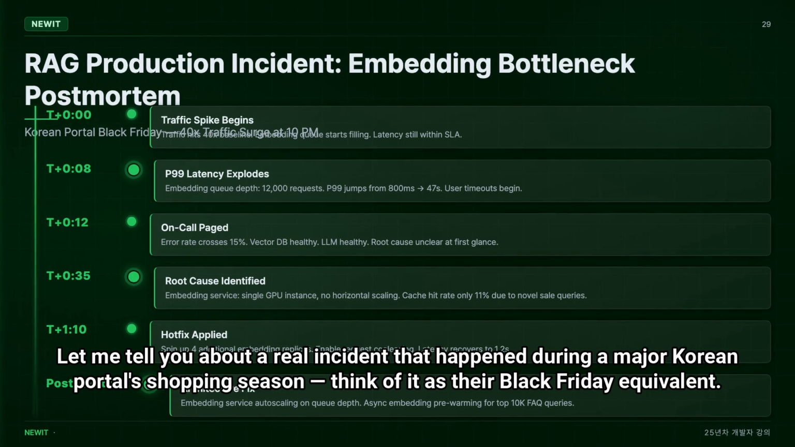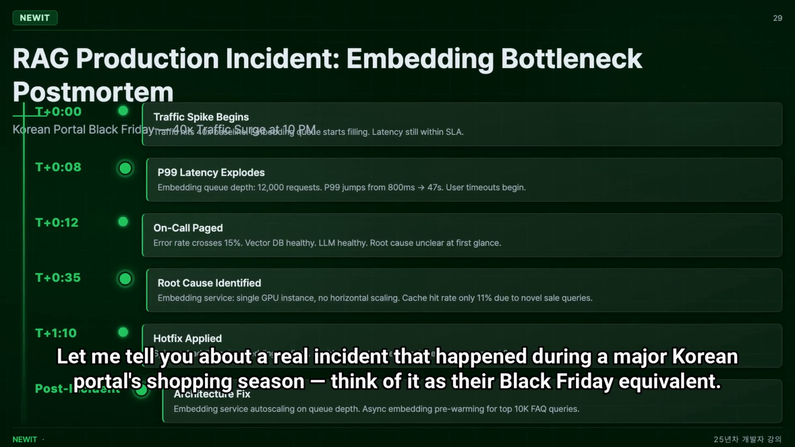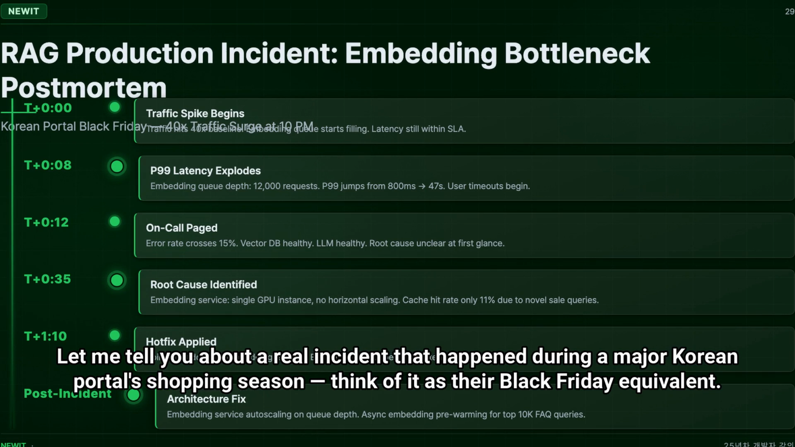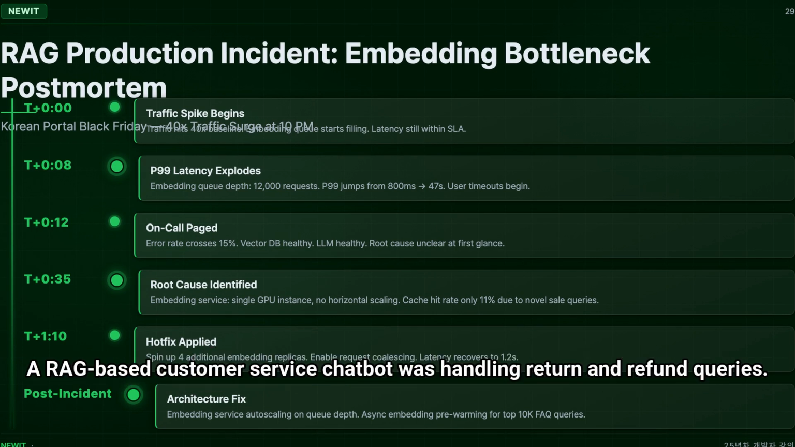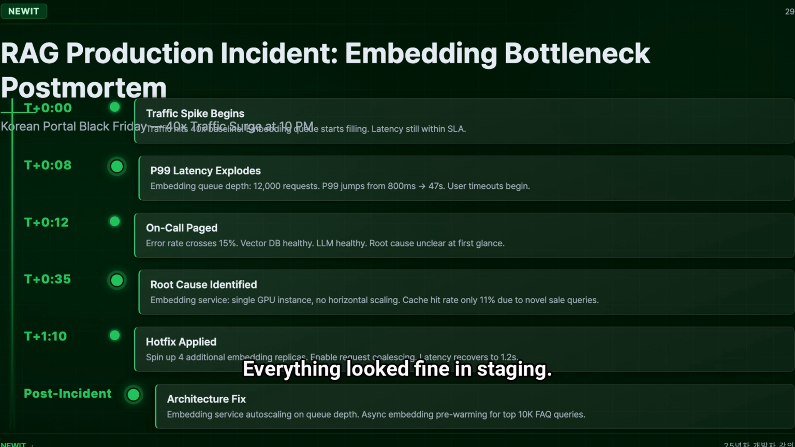Let me tell you about a real incident that happened during a major Korean portal shopping season. Think of it as their Black Friday equivalent. A RAG-based customer service chatbot was handling return and refund queries. Everything looked fine in staging. Load tests passed. The team shipped with confidence.